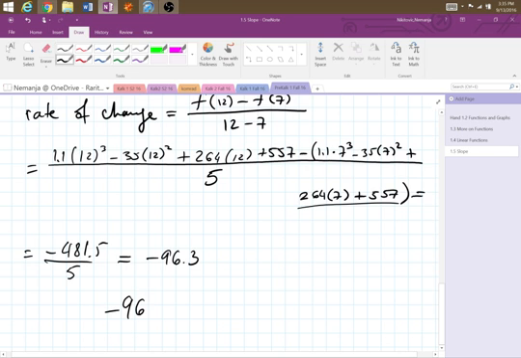What do we have over here? We have 12 minus 7. How many years are in there? 5. So that's that 5 there. Now this 5 is dividing the change of how many people were discharged. Over the course of 5 years, 481.5 people were discharged. And then when you divide that by 5, you get the average per year.